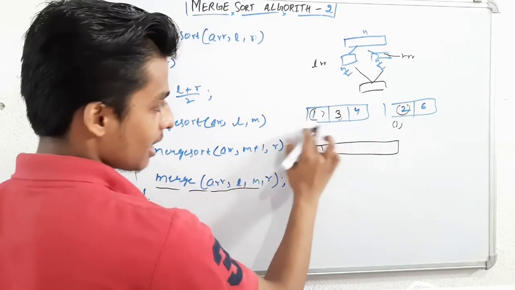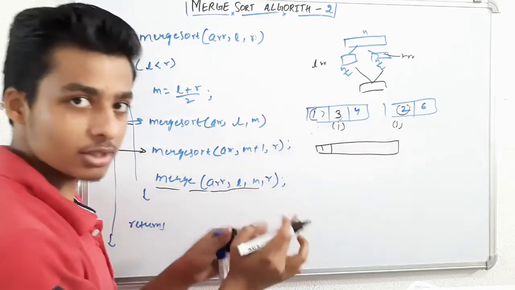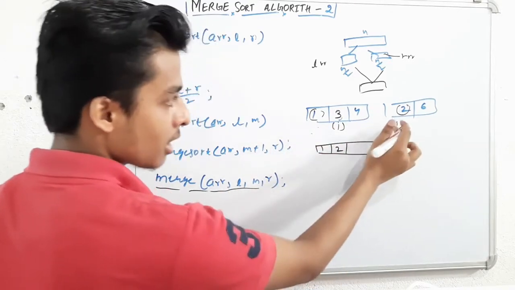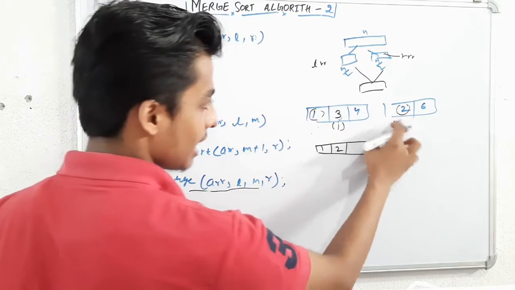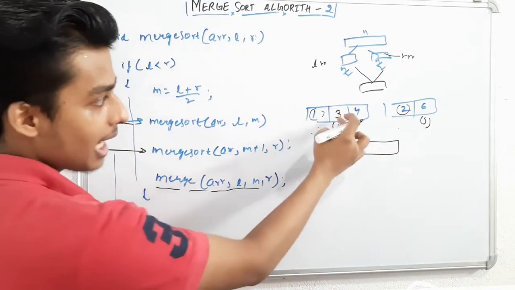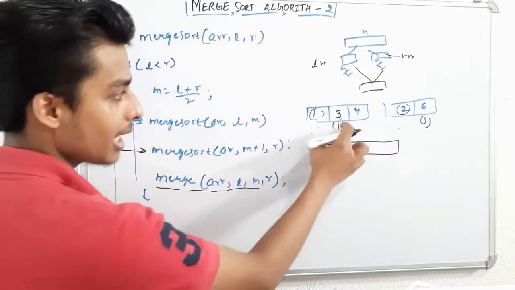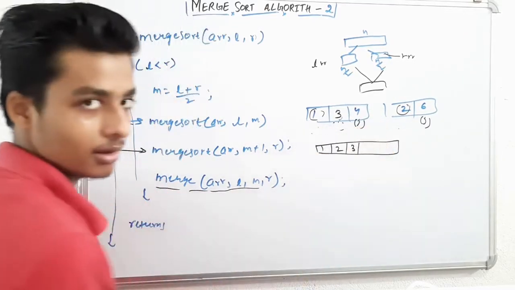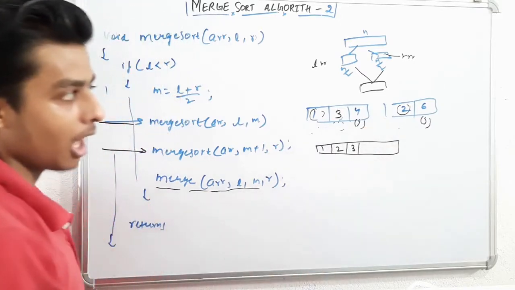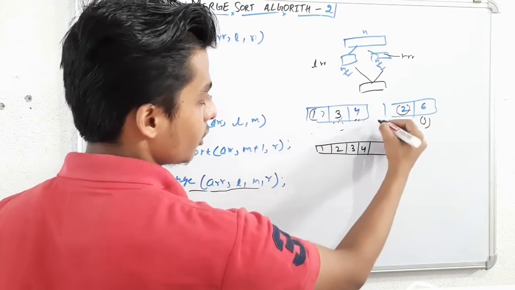Again I increment I here, and I compare 3 and 2. Now in this case, which is smaller? 2, right? So 2 corresponds to the J value, hence I will increment J here and put 2 here. Again I compare 3 and 6. Which one is smaller? 3 is smaller, right? I put 3 and increment I here. Again I compare 4 and 6. Which one is smaller? 4 itself. Again I put 4 here and increment I.